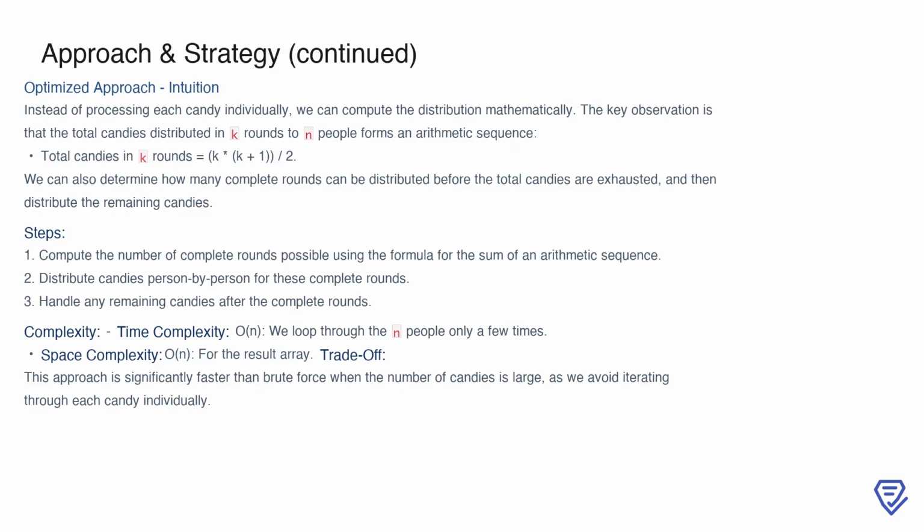This approach significantly reduces the number of operations because we are no longer iterating through each candy individually. The time complexity of this method depends on n, the number of people, as we only need to loop through them a few times. The space complexity remains the same as the brute force approach, requiring an array of size n. Overall, this method is much faster and better suited for cases where the number of candies is very large, as it minimizes redundant computations.